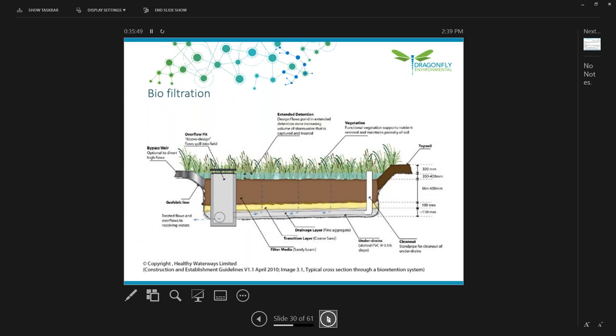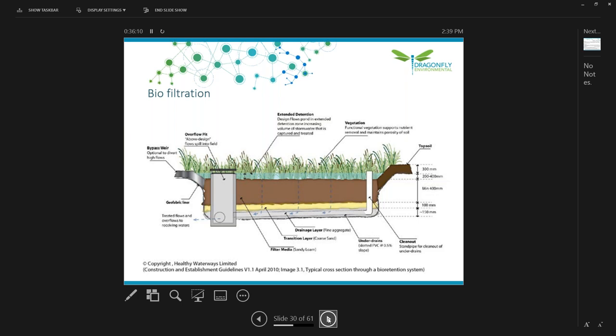I know biofiltration is seen as a common solution quite often, but I wanted to put this picture in just to talk about some of the things that go wrong. I'm not going to say I don't like them or do like them. I'm going to say things need to be done well. Most cases when I am looking at a biofiltration system, it's because it's failed.